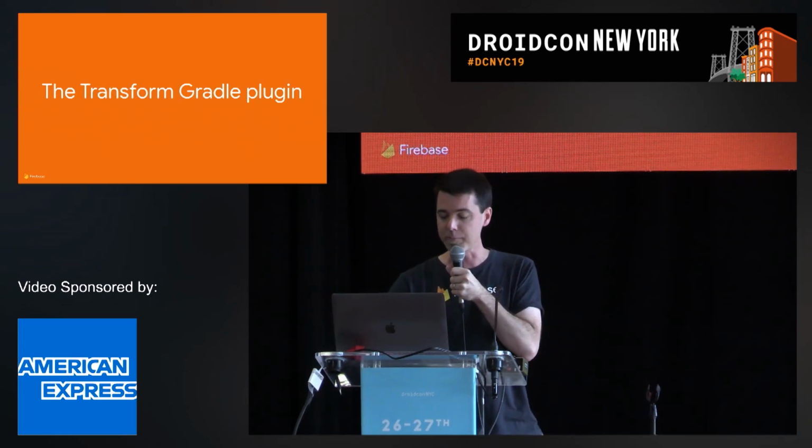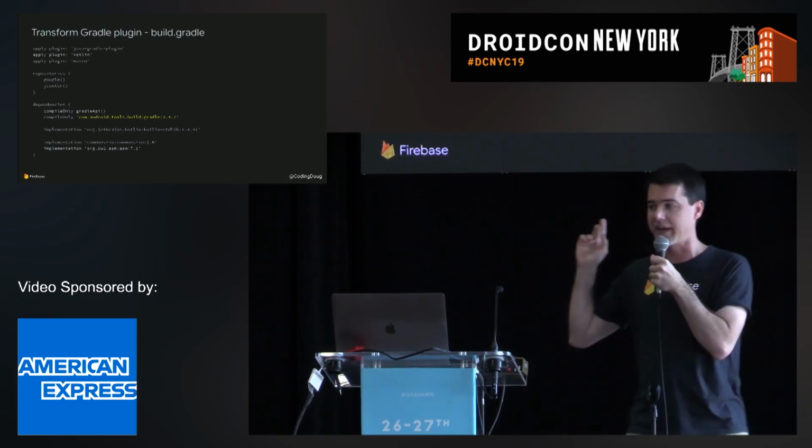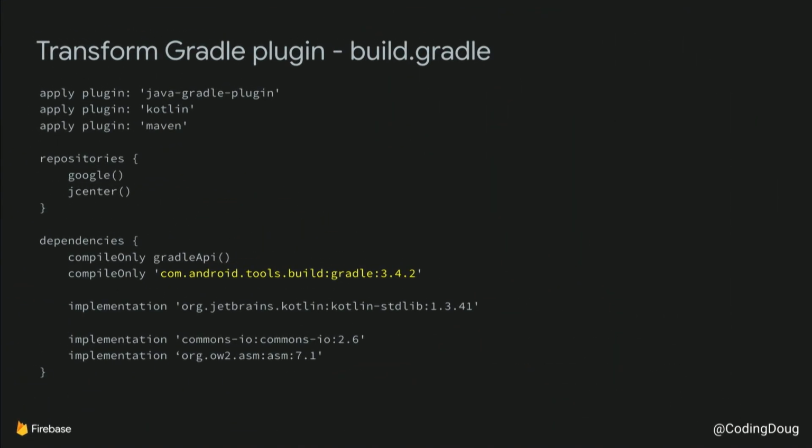So the Gradle plugin that performs the transform, you add it to your build just like this. Now, you see the dependency there in yellow. That should look very familiar to you. If it doesn't, you've probably never done Android programming. But if you have seen it, you know that's the one that you add to your build script. That's the Android build tools.